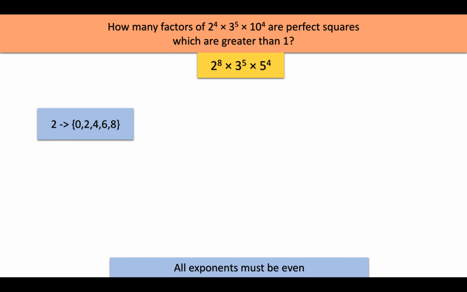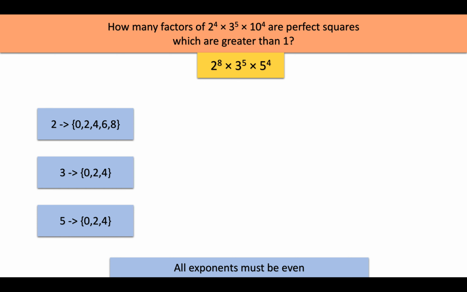For 3 you have 0, 2, 4. The other odd numbers you can't have, because then the factor won't remain a perfect square. Similarly, for 5 what you have is 0, 2 and 4. You can't go beyond 4, and the only even numbers till 4 are 0, 2 and 4. So the number of options for 2 are 5, for 3 it is 3, and for 5 it is 3. Again we'll multiply the number of options in each case to get the number of factors. So 5 multiplied by 3 multiplied by 3. But wait, there is a small catch here. The question mentions the factors which are greater than 1.